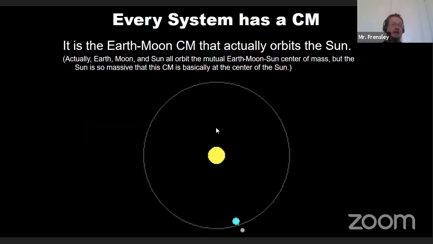And technically, the sun itself is actually slightly displaced from the center of mass. So when the Earth and moon are on top of the circle, the sun is slightly below the circle, orbiting their mutual center of mass. Just the sun is so heavy that the center of mass is so close to the center of the sun. It's like a couple of miles off from the center of the sun. So we just put it at the center of the sun. It's so huge anyway, right?